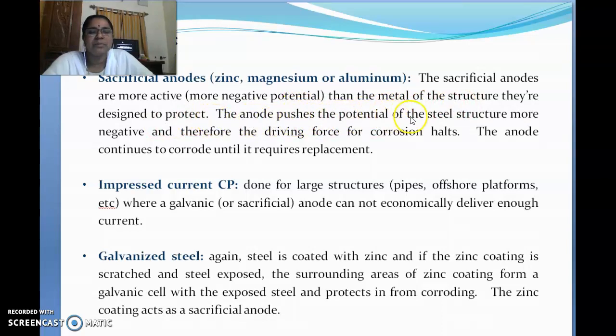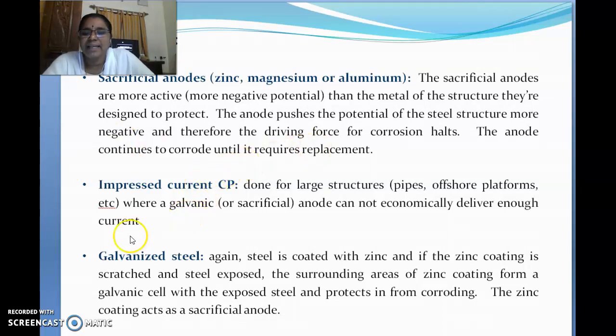The anode pushes the potential of the steel structure more negative, and therefore the driving force for corrosion falls. So the anode continues to corrode until it requires replacement. Overall, it works as long as the structure lasts; it sacrifices itself to protect the structure from corrosion.